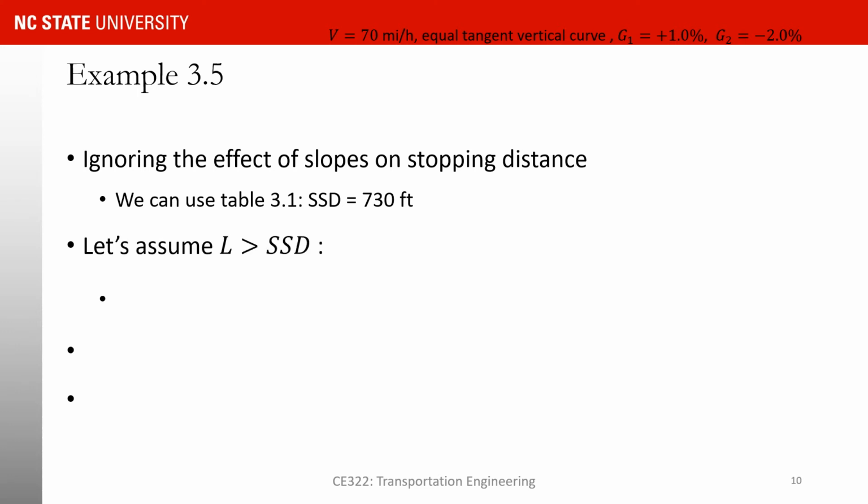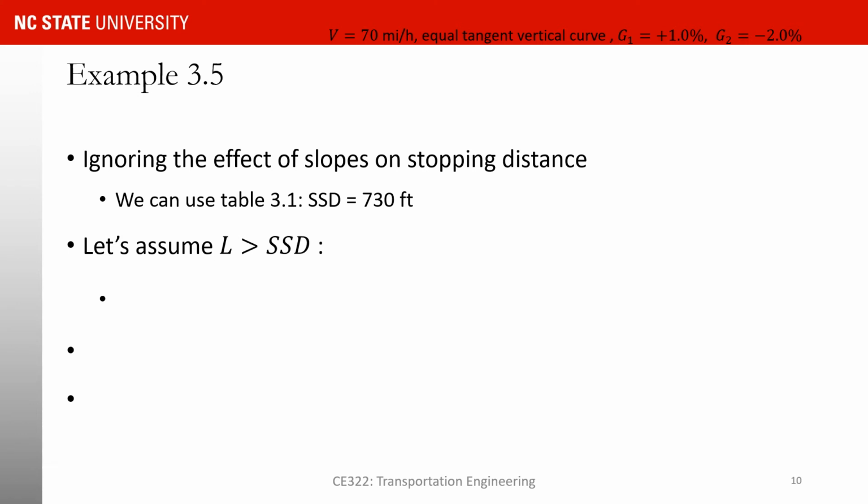Now, if you remember the equations that we saw, they have two parts. One says L is more than stopping sight distance. The other says L is less than stopping sight distance. So we have the stopping sight distance, but we don't know the length. We want to find out the minimum design length, and then we are going to go with that or a little bit longer, but we don't know if that's going to be less or more than the stopping sight distance.